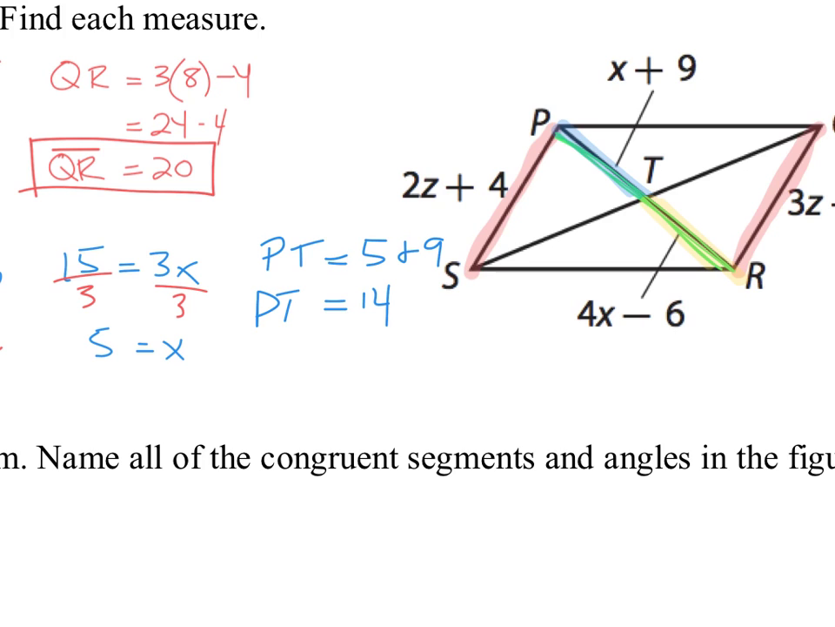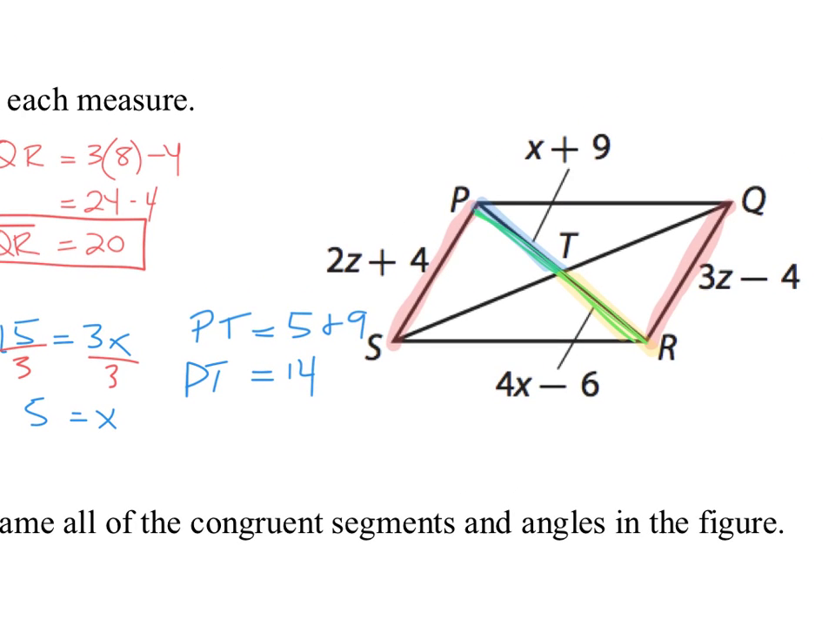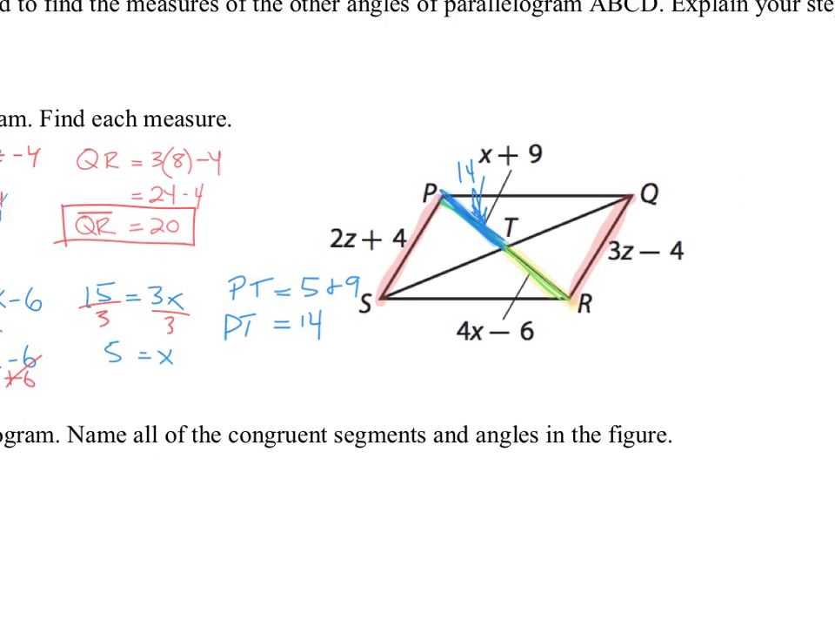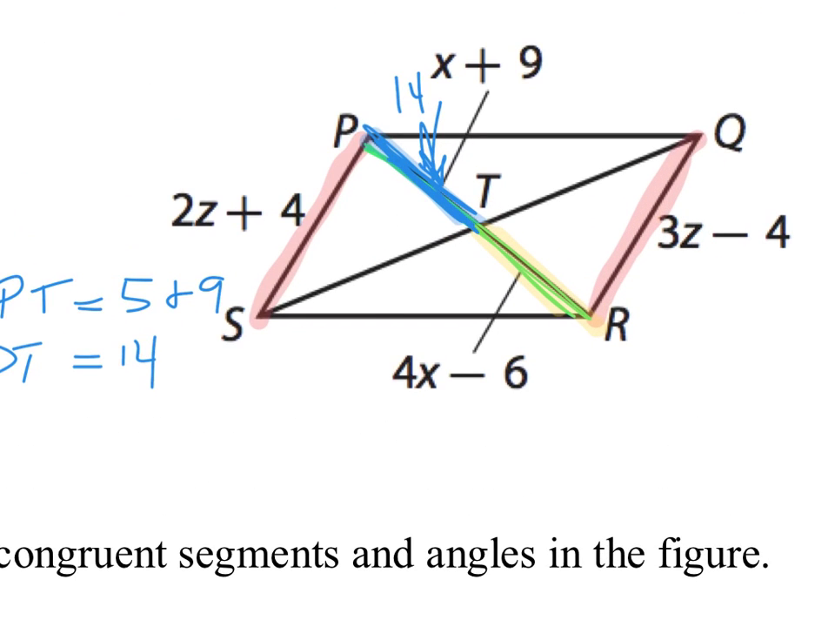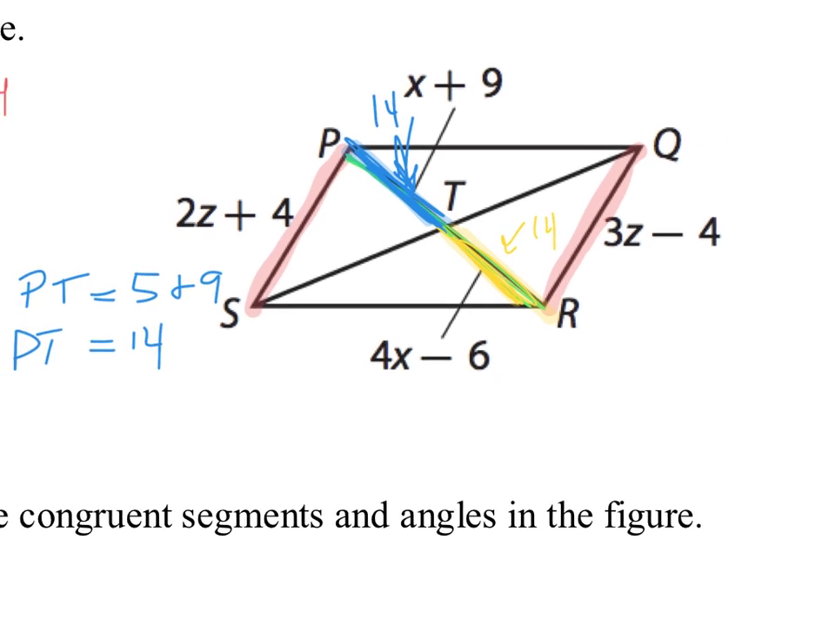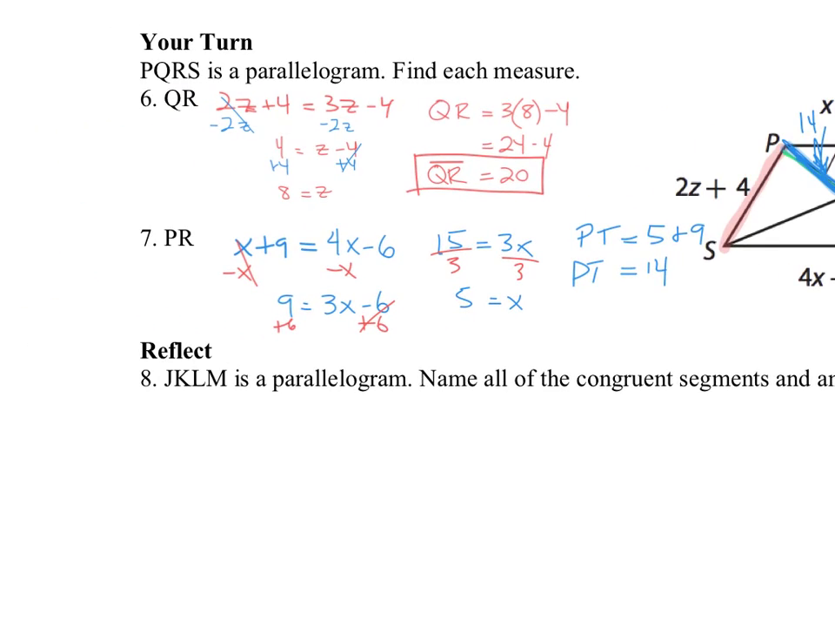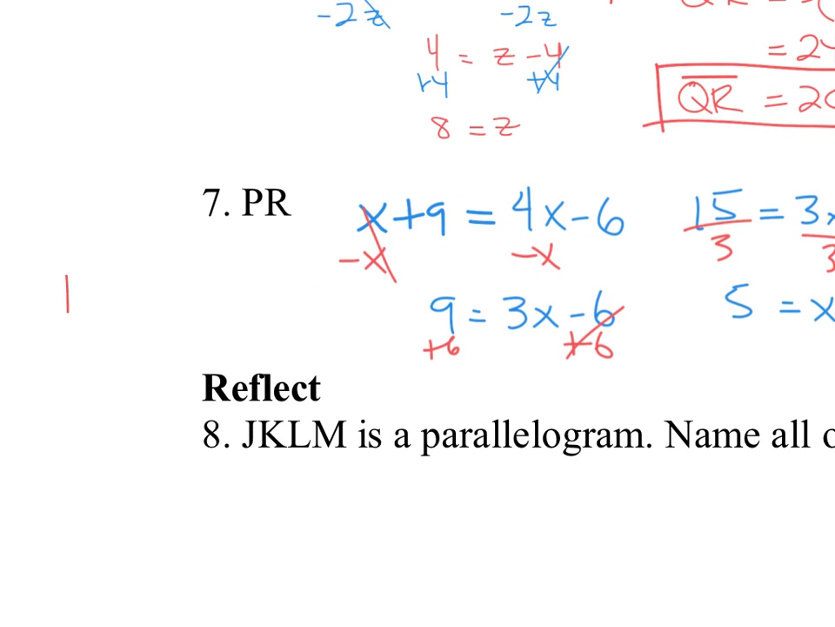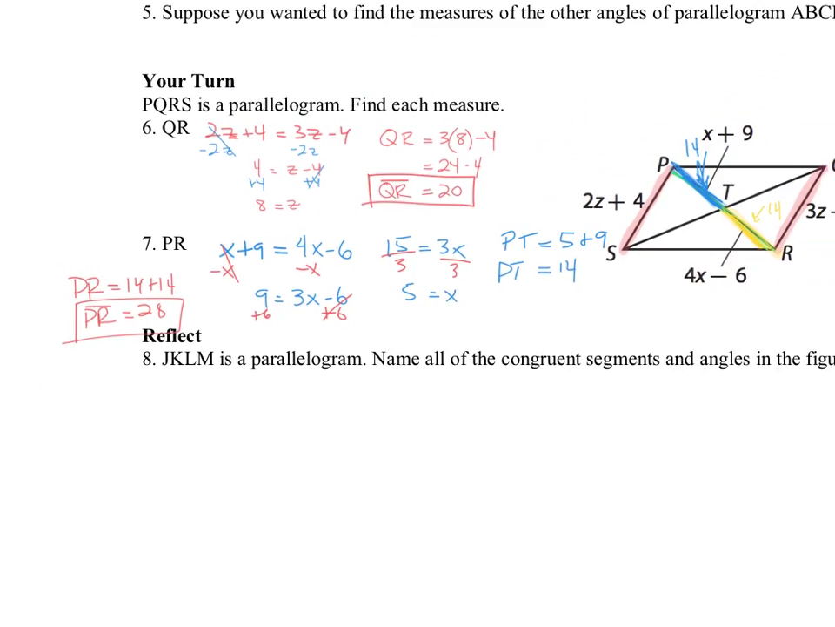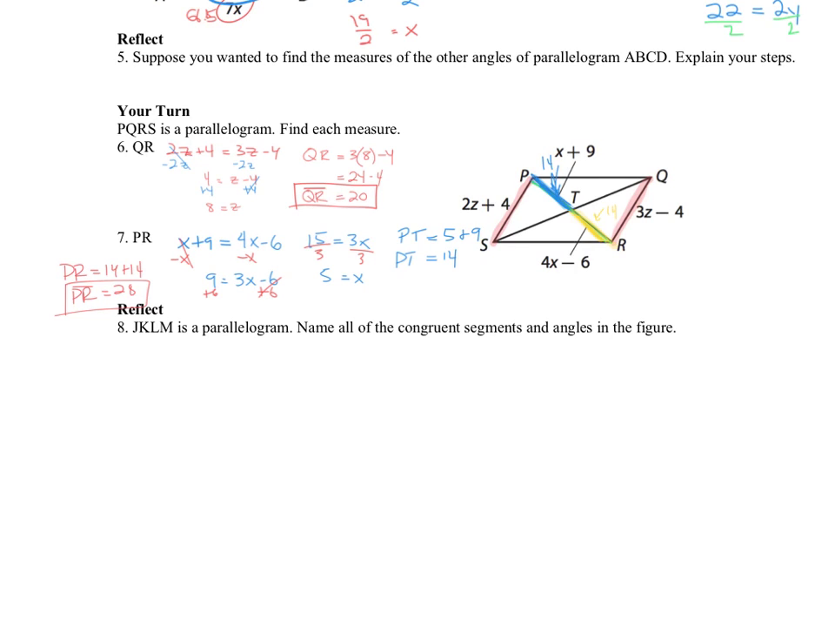Now that's only PT, right? That's just this little section, this blue highlighted section right in here. That part right there. It's 14. So if PT is 14, TR then, that section right in here, is also going to be 14, which means that PR all the way across, PR is going to be 14 plus 14, or simply 28. Okay, so that one required you to remember that at the very end, we have two halves that we have to put together.